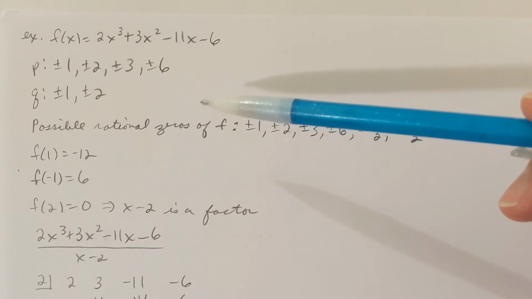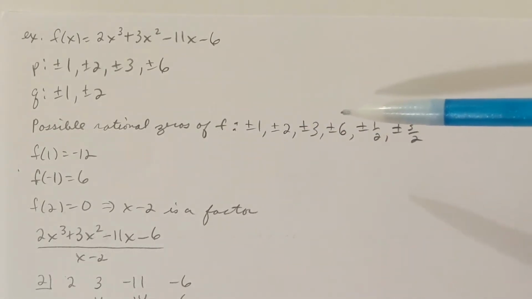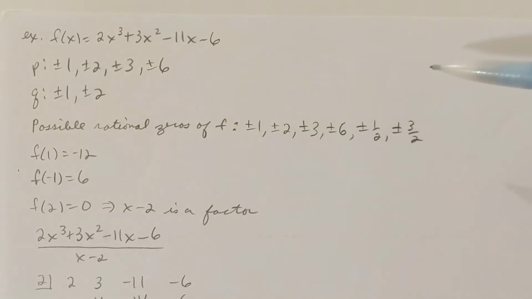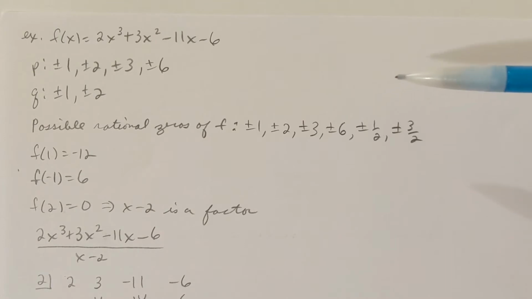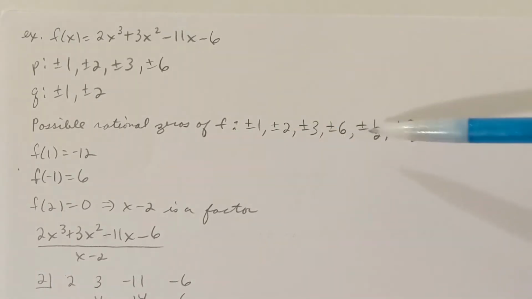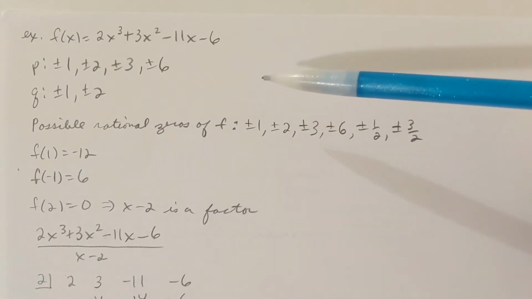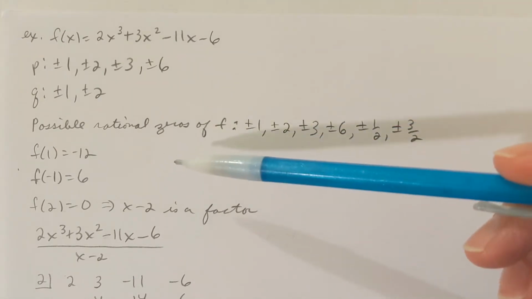So what I would do is, if the zero is a fraction, it's going to be one of these 12 numbers listed. And if it is not a fraction, if it is an irrational number or a complex number, then it is not going to be on the list, and that makes the problem way more difficult. So let's try it out here.